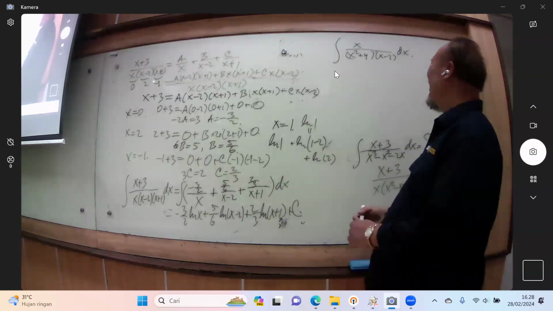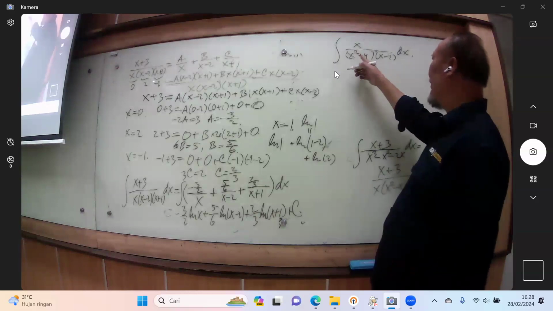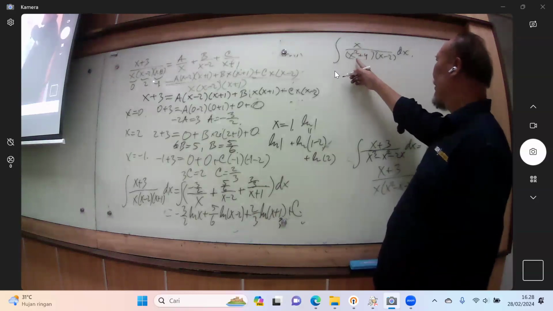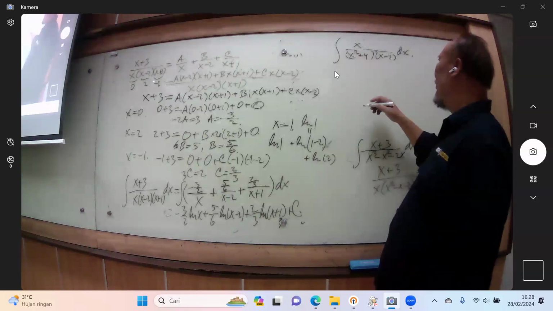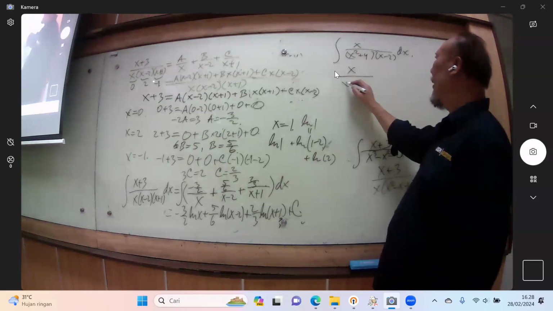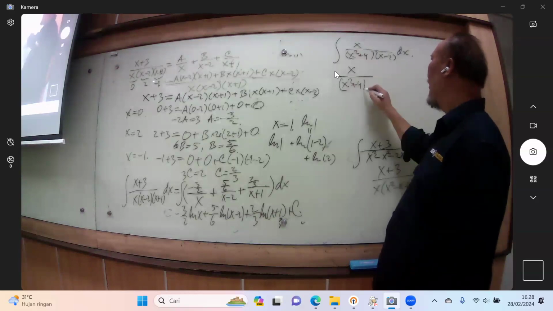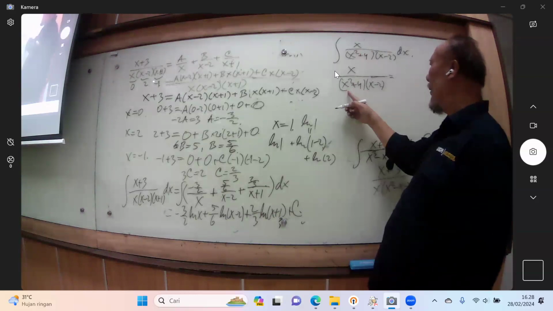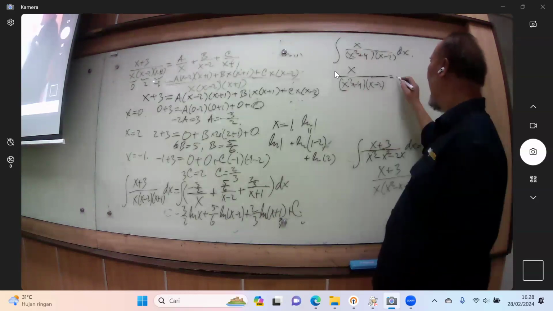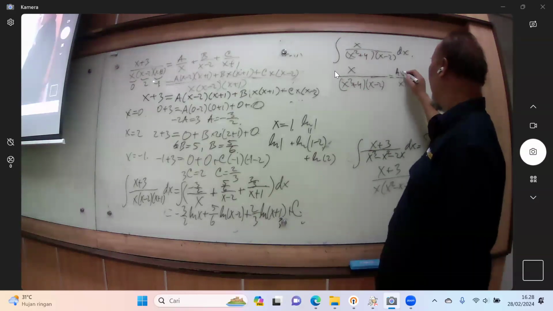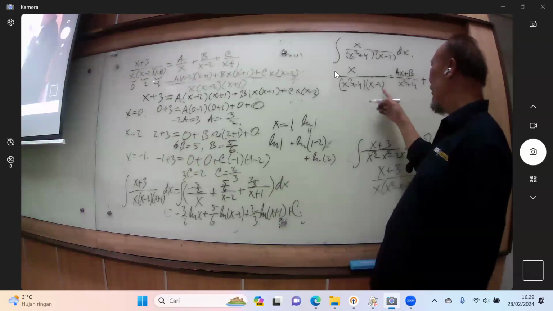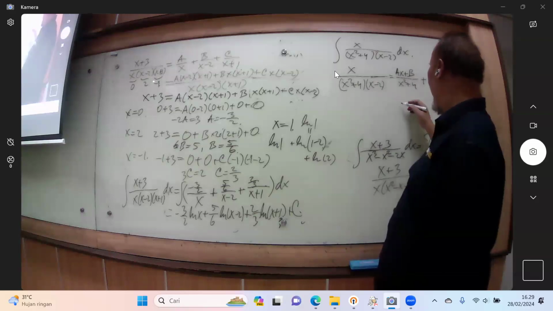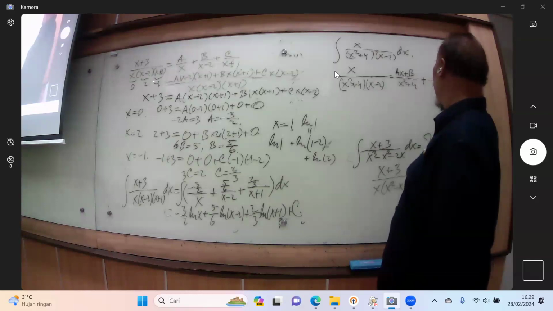Last example, integral of x divided by x squared plus 4 times x minus 2. So x squared plus 4 times x minus 2. Now, because this one is positive definite, x squared plus 4, then we have ax plus b. Plus, because it's just a linear part of 1, x minus 2, and then it's c.